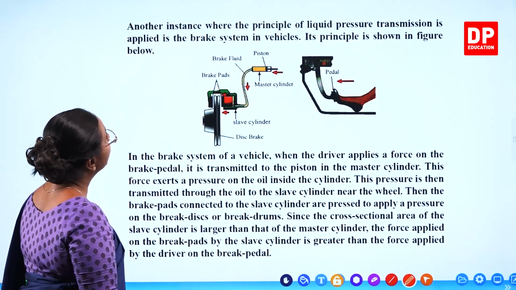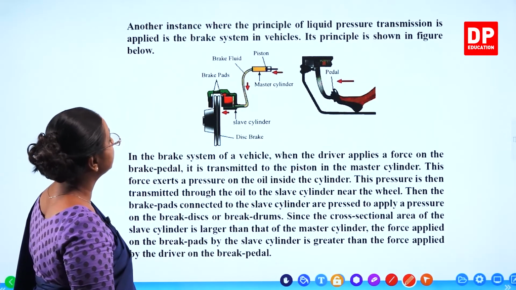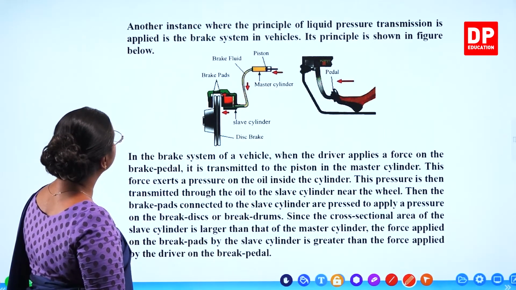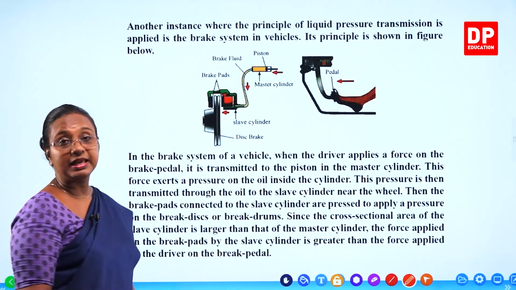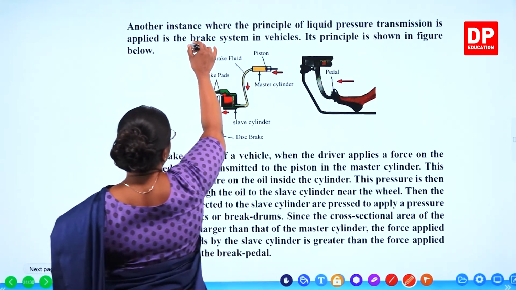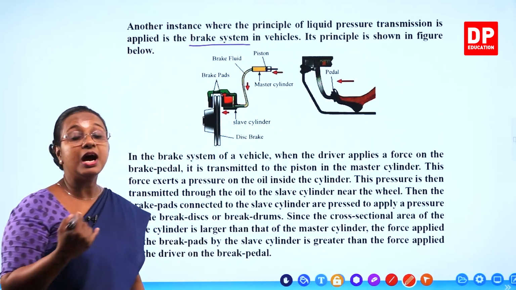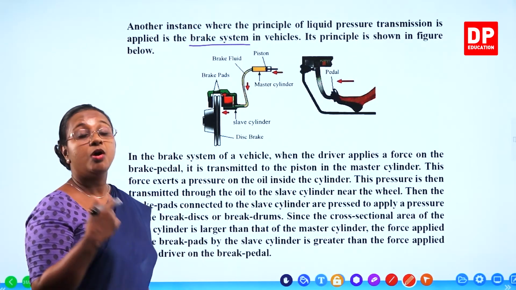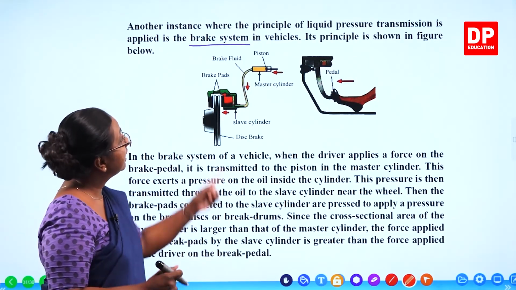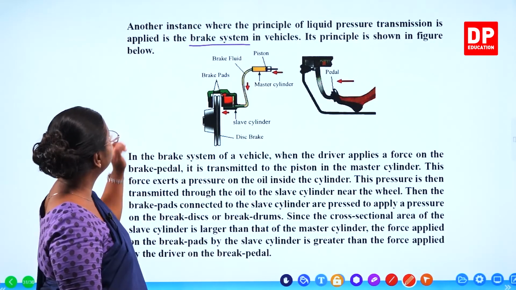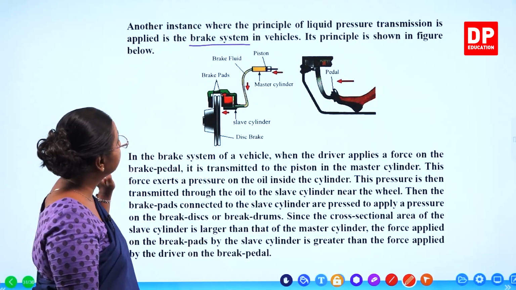Another instance where the principle of liquid pressure transmission is applied is the brake system in vehicles. So we call it the brake system, or the hydraulic brake system, or just hydraulic brakes. Its principle is shown in the figure below. First look at the figure.